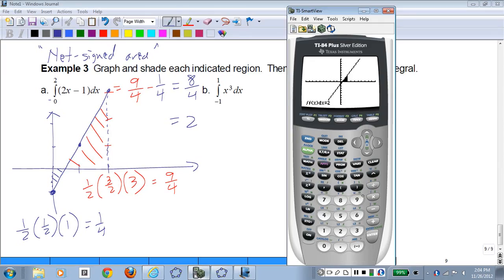So it's the net signed area rather than the total area bounded by the curve and the x-axis. The area above the x-axis makes a positive contribution. Area below the x-axis makes a negative contribution. So there'll be situations where we might need the net signed area. Other times we might need the total area, and we want to make sure that we're clear on the difference between.